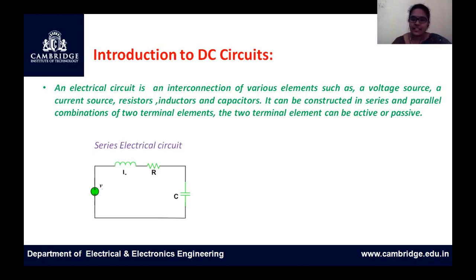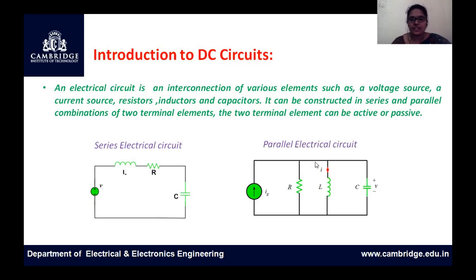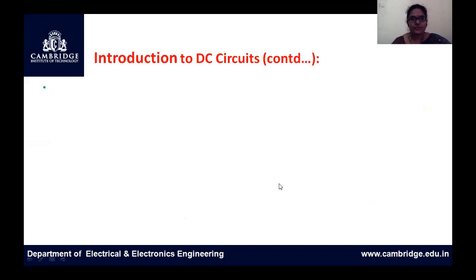You can see a series electrical circuit which contains a voltage source and three circuit elements, that is a resistor, inductor and capacitor, connected in series. This is called a series electrical circuit. Similarly, you can see the parallel electrical circuit. There is a current source and a resistor, inductor and capacitor. All the three elements are connected in parallel. Sometimes there will be a combination of a series and parallel connection. So this will be the form of an electrical circuit.